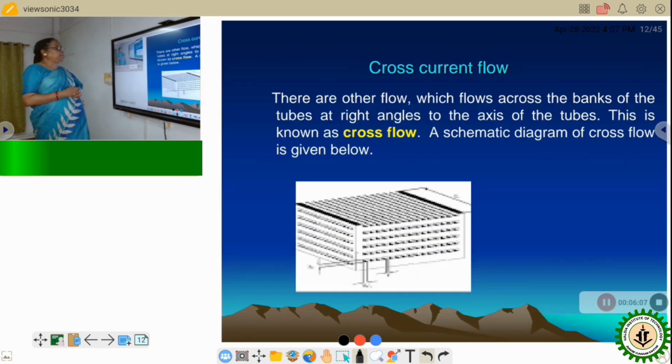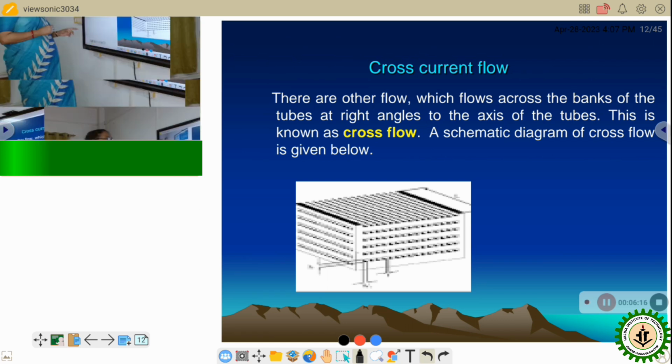This is the schematic diagram of the cross current flow, which flows across the banks of the tubes at right angles to the axis of the tubes.